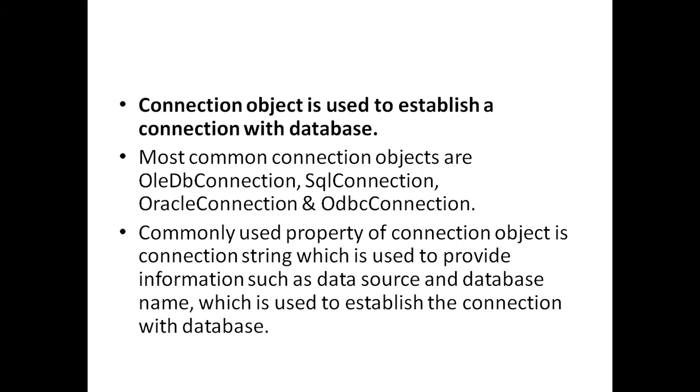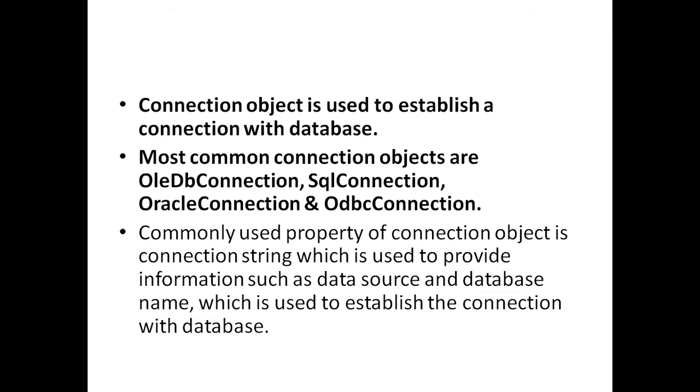Here we will see the connection object in ADO.NET. The connection object is used to establish a connection with the database. The most common connection objects are OLEDB connection, SQL connection, Oracle connection, and ODBC connection.